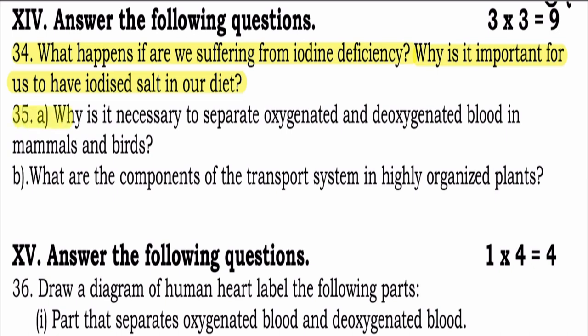Question number 35. Why is it necessary to separate oxygenated and deoxygenated blood in mammals and birds? In mammals and birds, it is crucial to separate oxygenated and deoxygenated blood to ensure efficient oxygen delivery and metabolic waste removal from the body. Next, B. What are the components of the transport system in highly organized plants? The components are xylem and phloem.